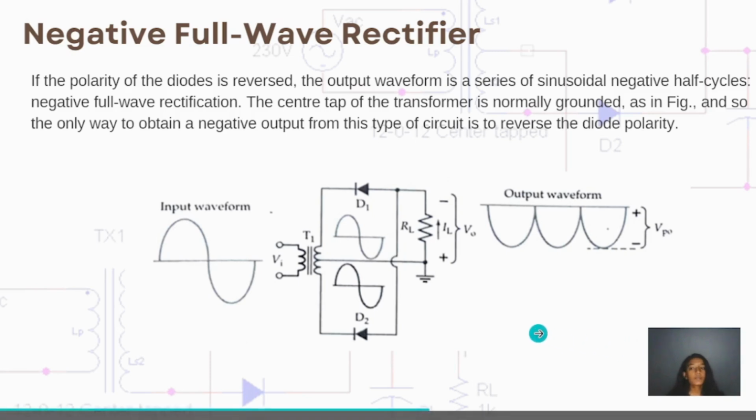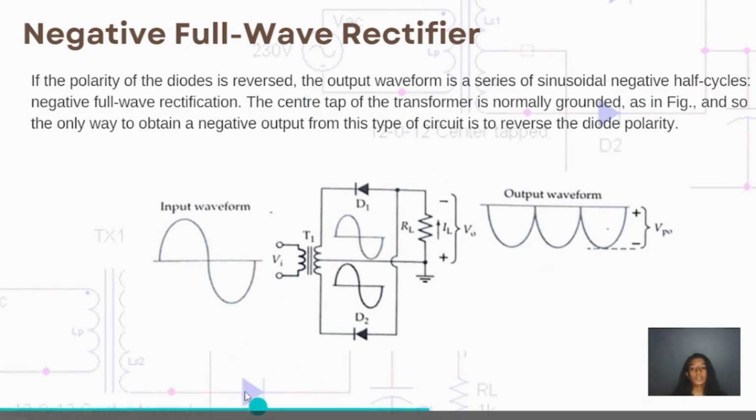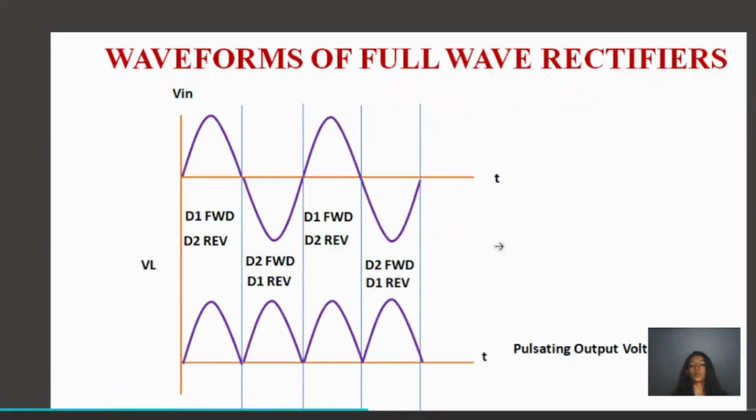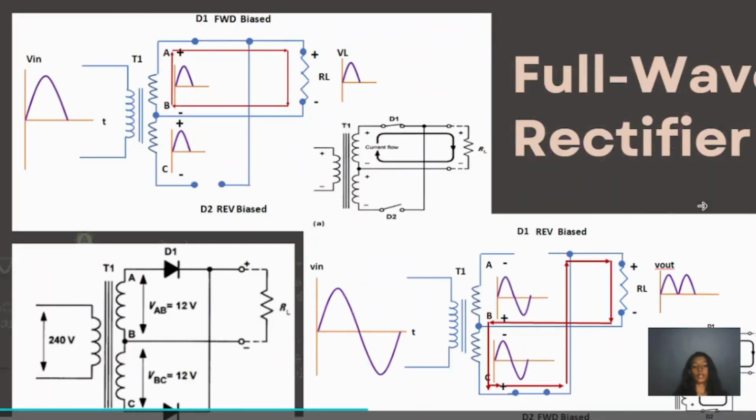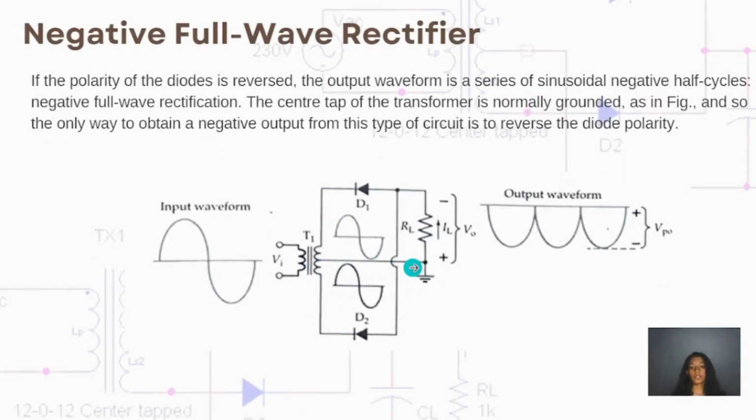So the only difference between a positive full wave rectifier and a negative full wave rectifier is that in the positive full wave rectifier, we can see that there is no grounding in the circuit. But when it comes to the negative full wave rectifier, the center tapped secondary winding is grounded so that the polarity of the diodes is reversed. And so the only way to obtain a negative output from this type of circuit is to reverse the diode polarity. And this is how we get an output waveform from the negative full wave rectifier.